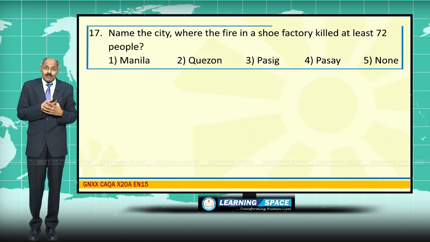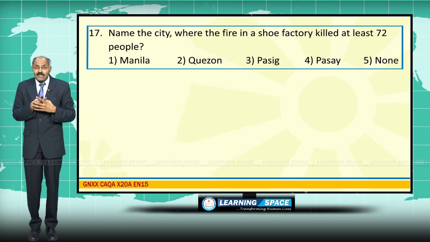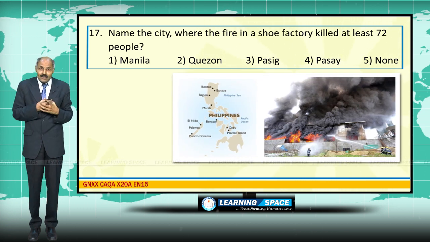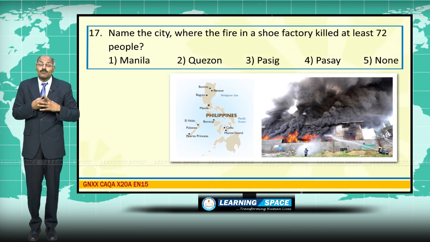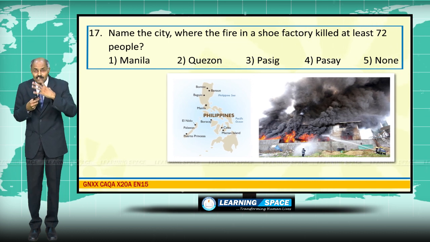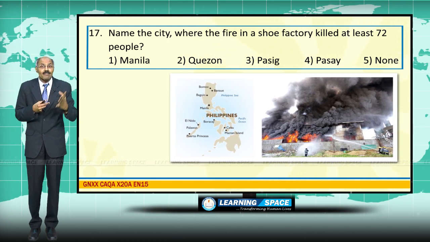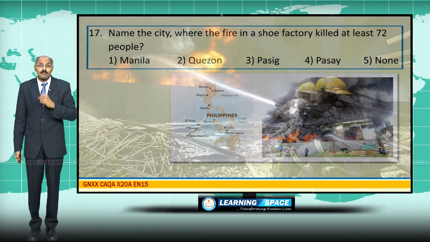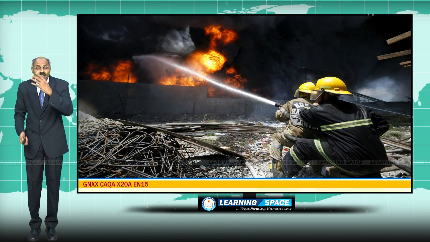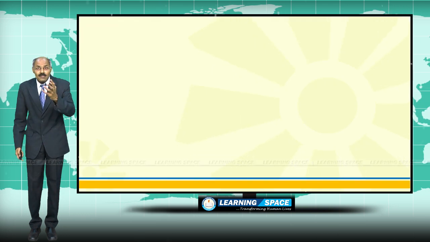Name the city where the unfortunate incident of a fire in a shoe factory killed at least 72 people. The unfortunate incident took place in Manila in the Philippines. 72 people lost their lives because of the fire in a shoe factory. Please look into the next one.